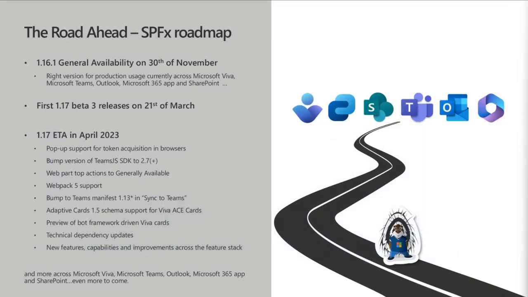1.16.1 is the current in production version. We did release beta 3 of 1.17 on Tuesday this week, and it's expected to go to GA within upcoming weeks. I would say 2 to 3 weeks, we're heading to release 1.17. And that will include updates on the Microsoft Teams side, also on the Microsoft Viva side, technical updates on dependencies, and a lot of other smaller updates here and there, plus issue fixes.